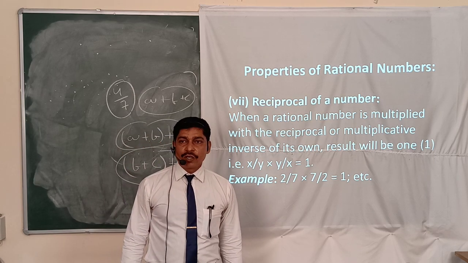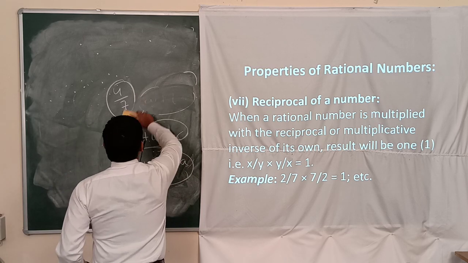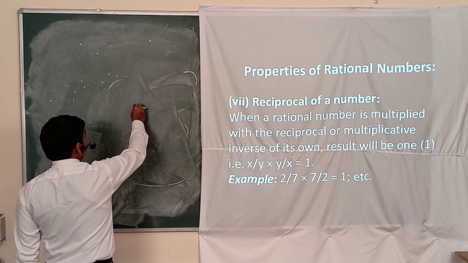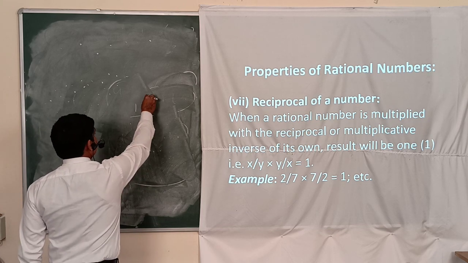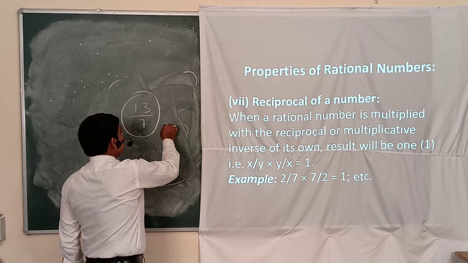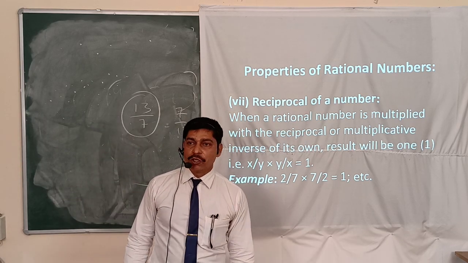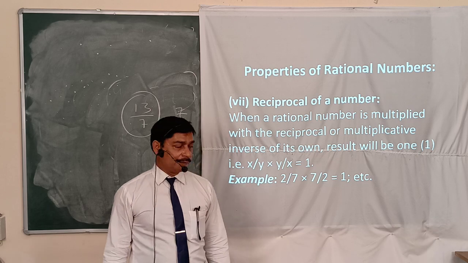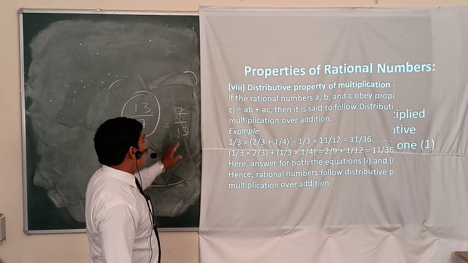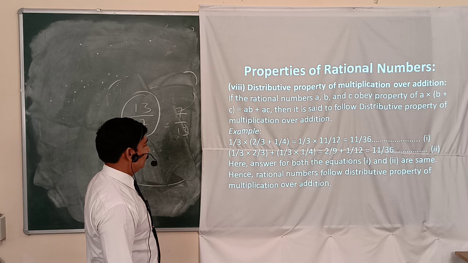When we are writing the reciprocal of a number, we will take one example here. Any number is given, suppose 13 by 7. So its reciprocal will be 7 by 13. Means the numerator will be transferred to the denominator and the denominator will be transferred to the numerator. That is called the reciprocal. And when a number is multiplied by its reciprocal, its value becomes 1.